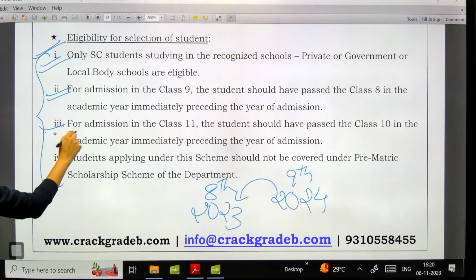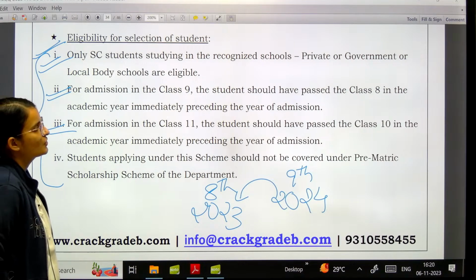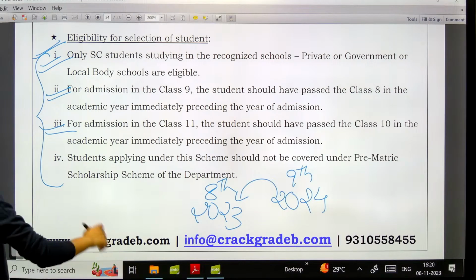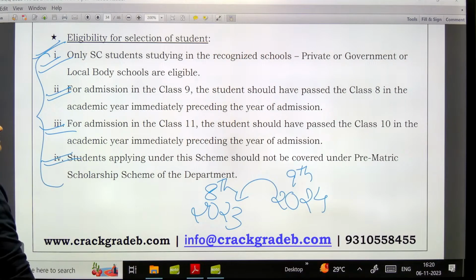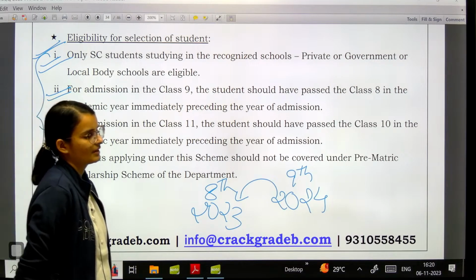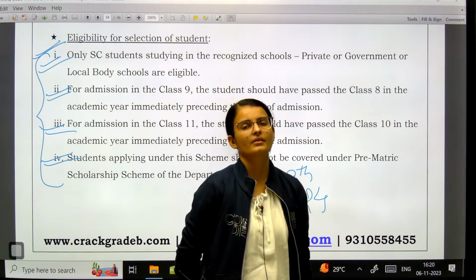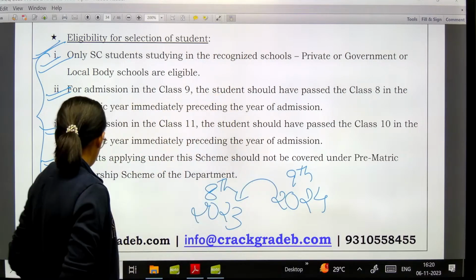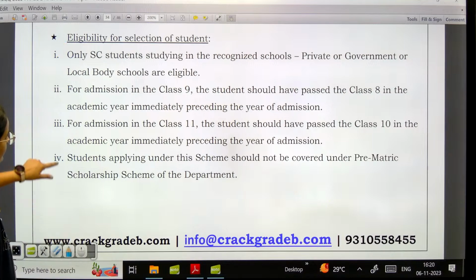The third guideline is the same as the second. For admission in class 11, the student should have passed class 10th in the academic year immediately preceding the year of admission. And fourth is that the student applying under the scheme should not be covered under the pre-matric scholarship scheme of the department. Okay, he should not have appeared for the pre-matric scholarship scheme. Only then can he be eligible.